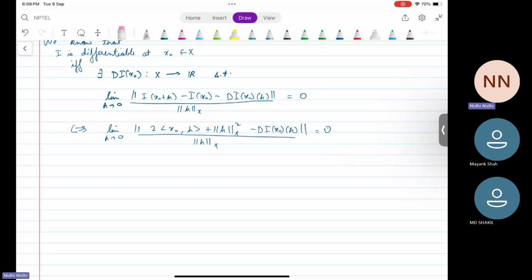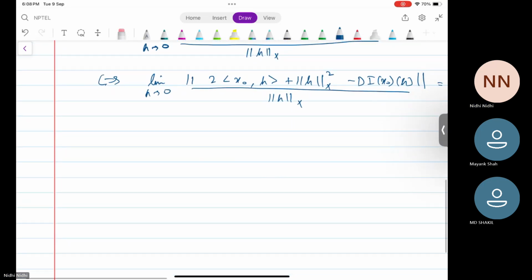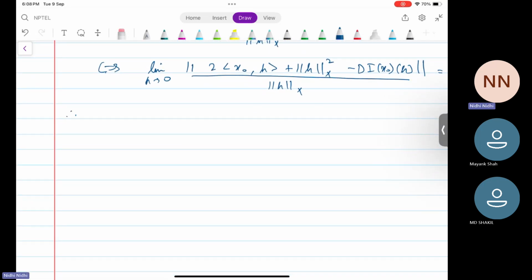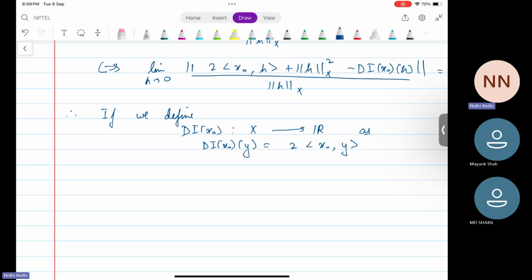So I'll write. Therefore, if we define dI x naught on the whole space X to R as dI x naught at any point y equal to 2 times the inner product of x naught with y. And we know that, fixing the first term, the inner product is linear with respect to the second term. So eventually this will be a linear map.